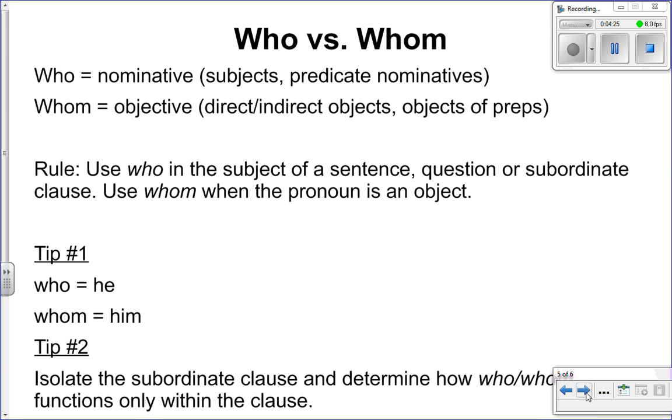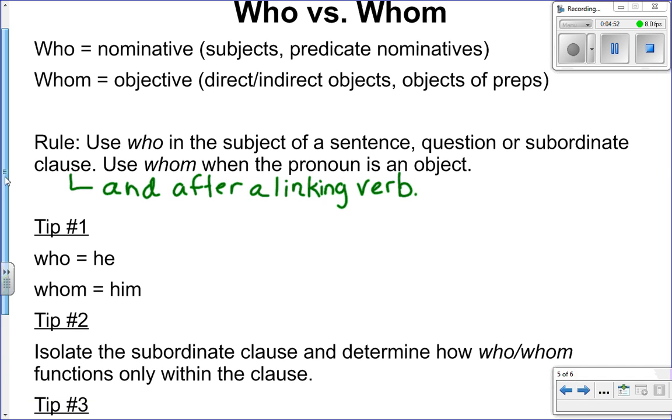Now the rule is that you use who in the subject of a sentence, question, or subordinate clause, and you use whom when the pronoun is an object. And I just realized I also forgot to say we use who in the subject of a sentence, question, or subordinate clause and after a linking verb, because then it's a predicate nominative.